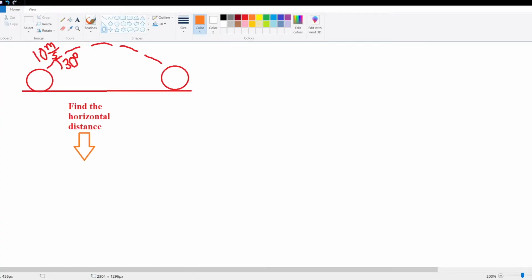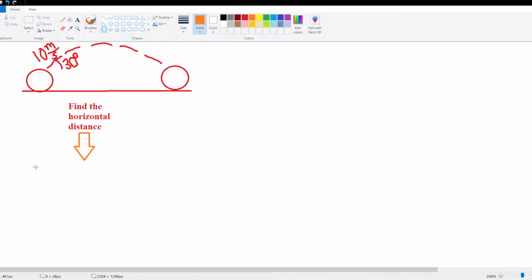Today I have this practice problem in physics, and I'm going to be making a projectile at an angle video. So let's get into it. As you see, pause the video to see if you can figure it out. This question: our initial velocity is 10 meters per second, our angle is 30 degrees, and we want to find the horizontal distance. So how do we even approach a type of question like this?